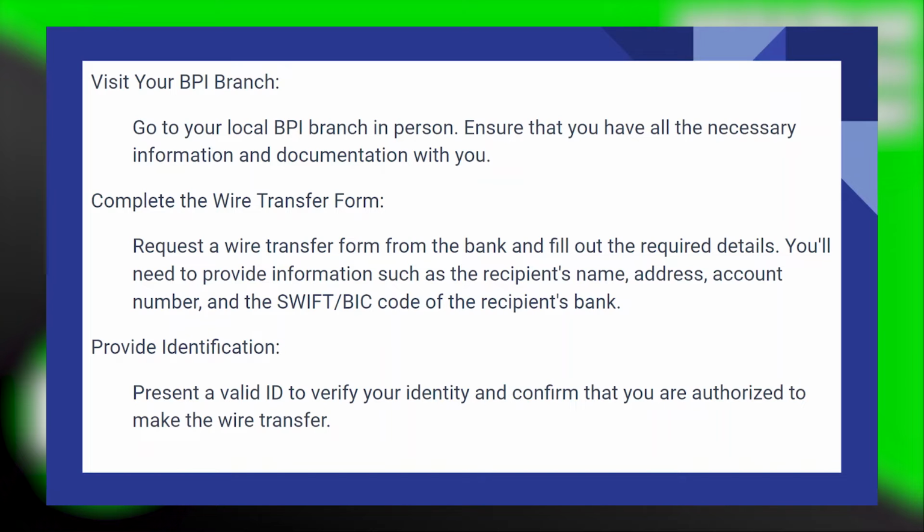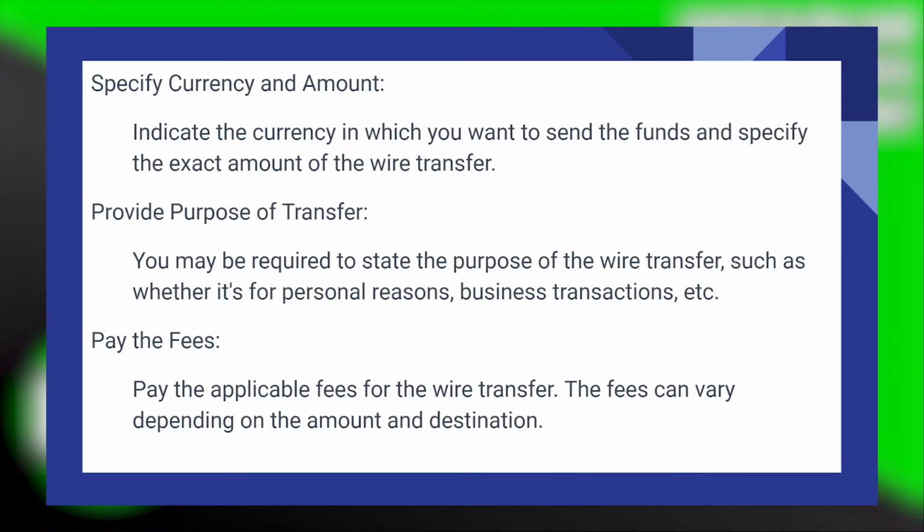Request a wire transfer form from the bank and fill out the required details. You will need to provide information such as the recipient's name, address, account number, and the SWIFT or BIC code of the recipient's bank. Then present a valid ID to verify your identity and confirm that you are authorized to make the wire transfer.